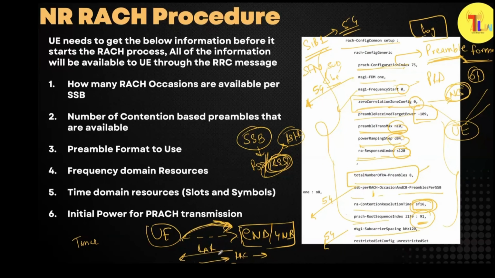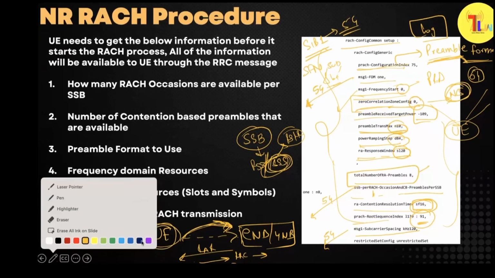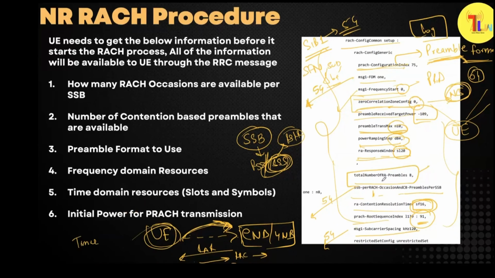Why are we doing all these things? Because the UE doesn't have any grant as of now. Because of that, I am getting all these parameters in SIB1 in 5G and SIB2 in 4G. Three parameters are newly introduced. Let me mark them with a different color. This one, then this one, and this one. These are the three newly introduced parameters with respect to 4G.